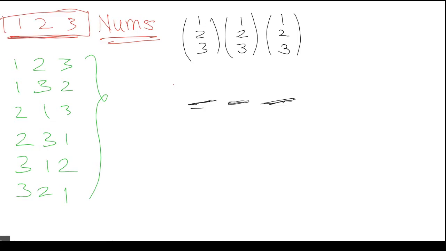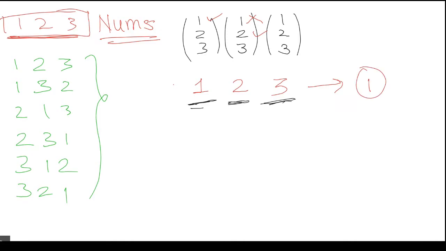Okay, so what that means, first in the first block I will take 1, so I am putting 1 here, and then in the second block I cannot take 1 because 1 is already taken, so I will ignore 1 and I will take 2. Okay, now I will check for the third space. In the third space I can't take 1 because it is already taken, 2 is already taken, but I can take 3. Okay, so this is my first permutation.